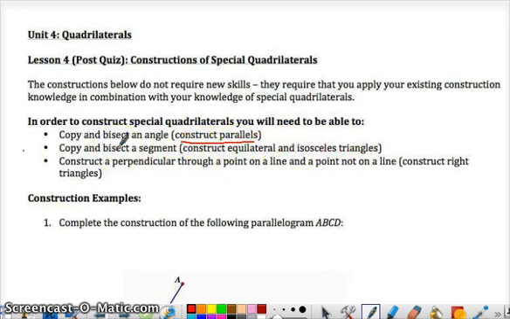So that shouldn't be new information, it's just recalling what you've done in the past. And then constructing a perpendicular through a point on a line and through a point not on a line. So constructing right triangles. So let's look at this first example.